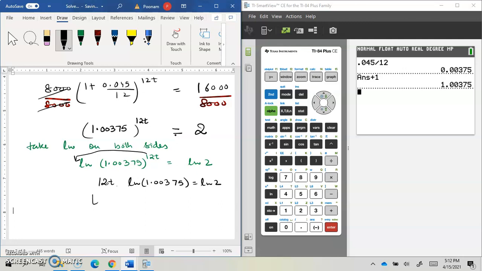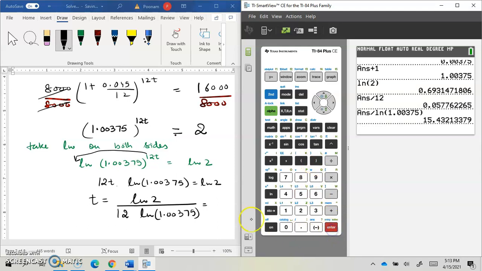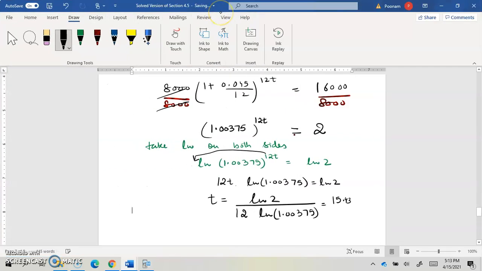Only unknown is t. So t can be isolated by dividing both sides by 12 times natural log of 1.00375. So t equals natural log of 2 divided by 12, also divided by natural log of 1.00375. So we have 15.043. So roughly it will take 16 years to double the investment.